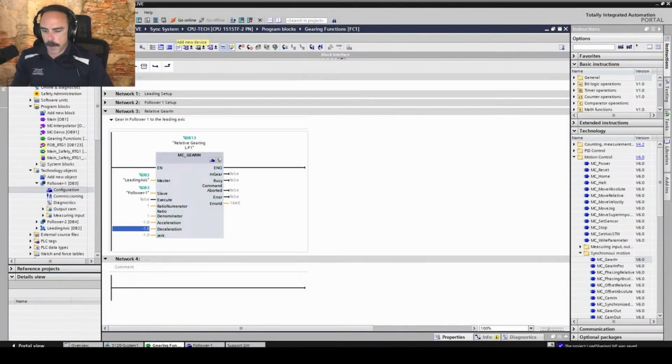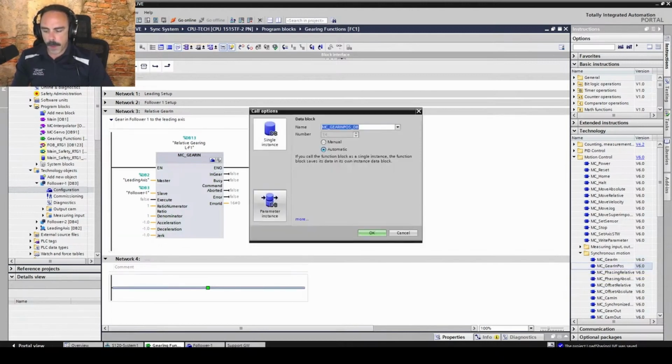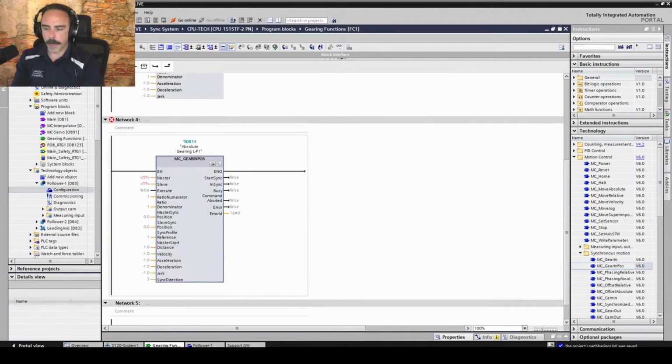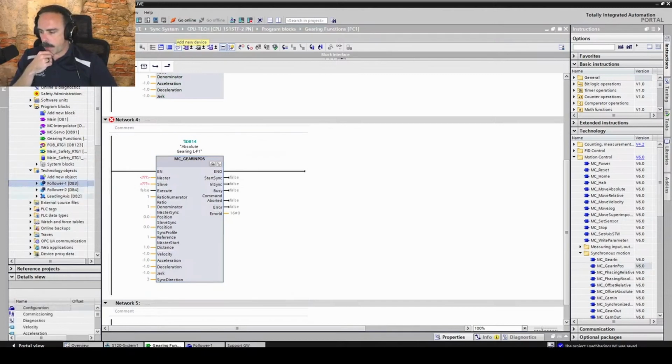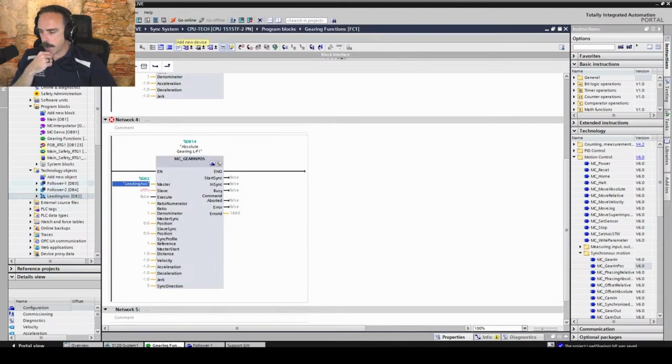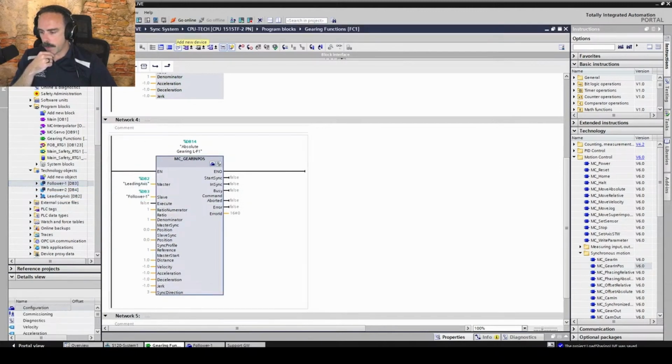Now, there's a difference between this gear in position block, and it's subtle, but it's very, very powerful. So let's do absolute gearing, and then same terminology, L, F1. Whoa, a lot more stuff. So we know we're going to put into the master, so the leading axis is master, follower, we're going to put follower 2 in as a slave.